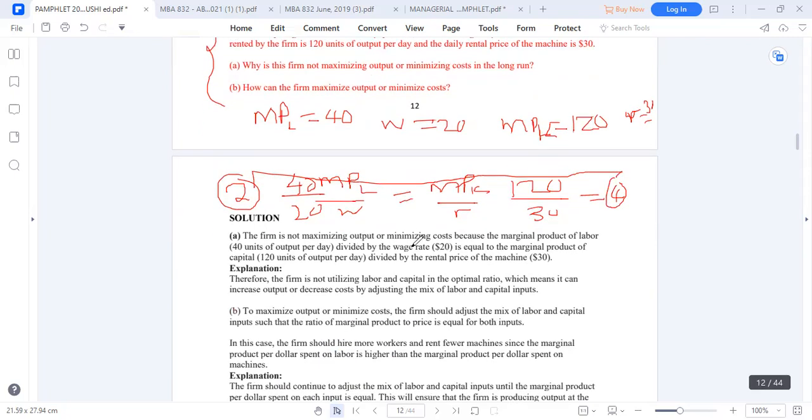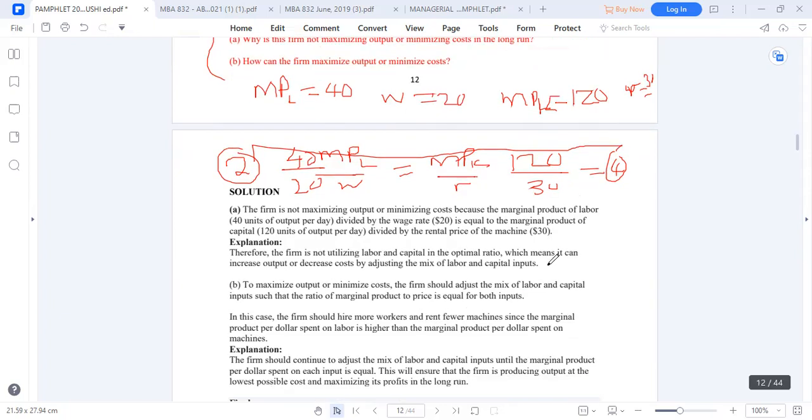So the firm is not maximizing. Is the firm maximizing? No, it's not maximizing or minimizing costs. Why? Because 40 of output divided by 20 gives us 2, which is not the same as the 120 a day divided by the rental of 30. So the firm in this case is not utilizing labor and capital optimally. This means that it can increase output or decrease cost by adjusting the mix.